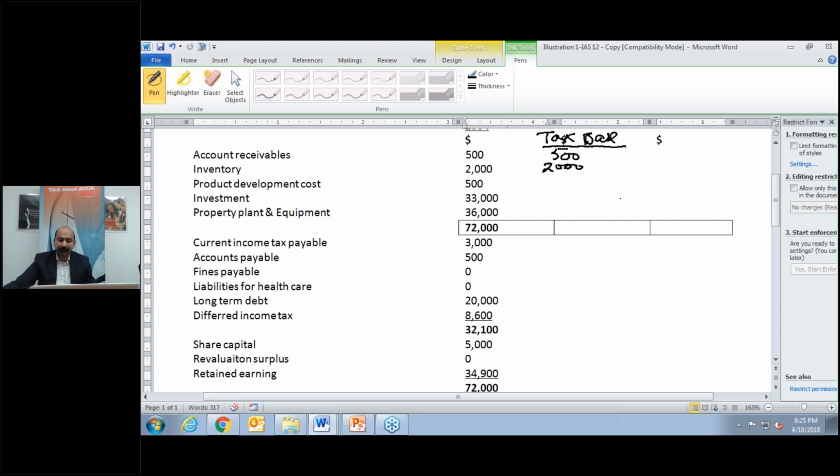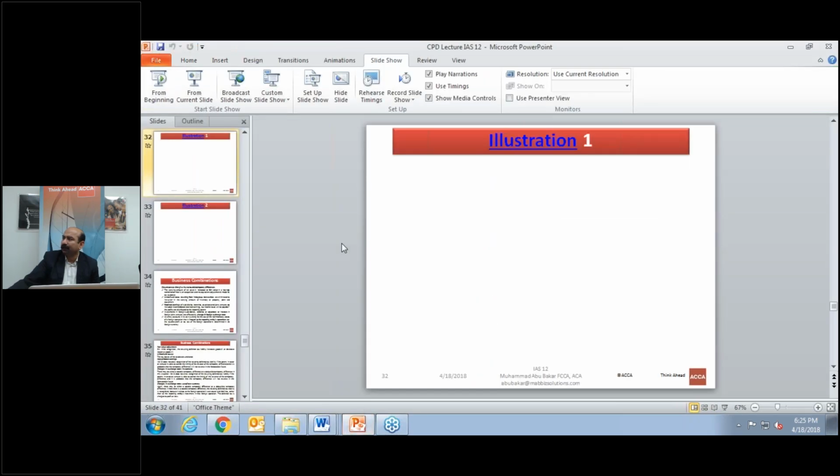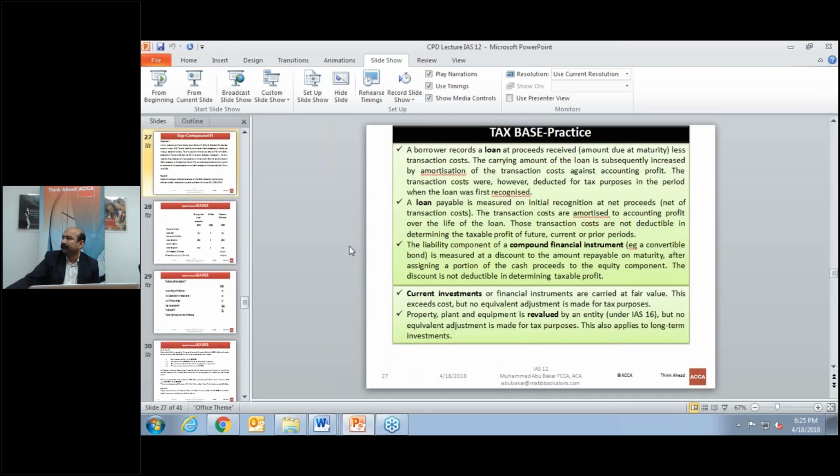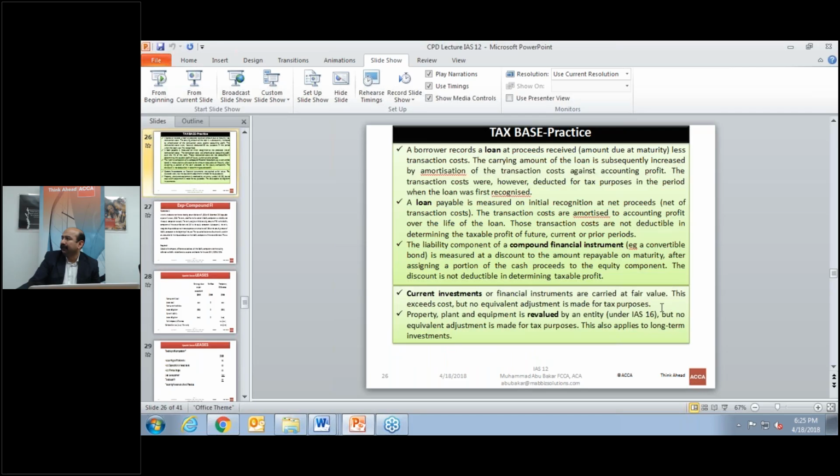So far as the product development is concerned, there is information about it. It says product development cost is deductible in tax on cash basis. Simply, we know that if something is allowed on cash basis, its tax base is 0 from our rule of thumb. Then investment, and from this slide, we know that investment tax base, if it is not measured at fair value, or if measured at fair value this exceeds cost, so cost will be the tax base for it.